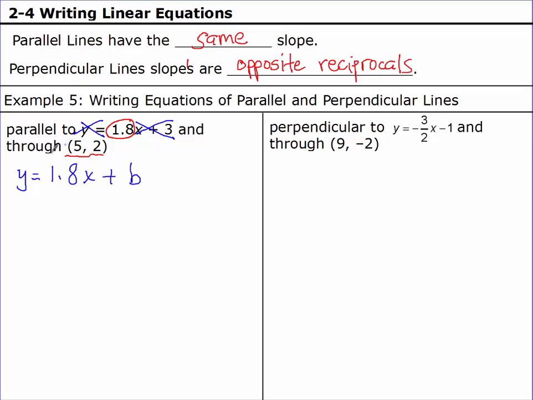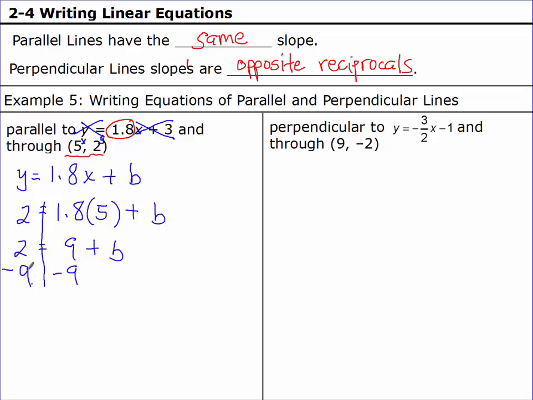So you can do point slope, or you can just plug these in. So again, this is an x, this is a y. 2 equals 1.8 times 5 plus b. Alright, 1.8 times 5 is 9. And subtract 9 from both sides. 2 minus 9 is negative 7. That's our b value. We know our slope already is 1.8, so y equals 1.8x minus 7.